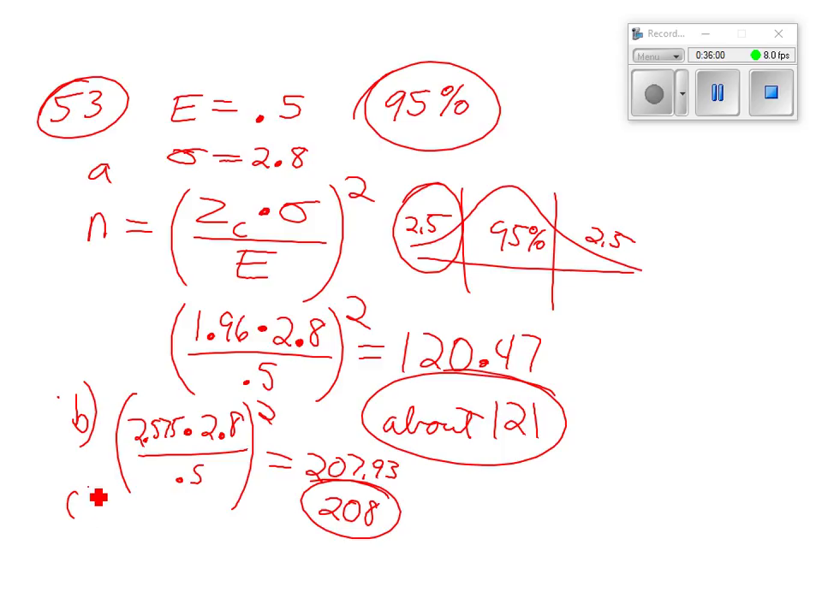And C just said compare the two, right? When you try to be more confident, 99% confident, what happened to the number you need in the sample? It needs to get bigger. So the bigger your sample size, the more confident you can be about it.